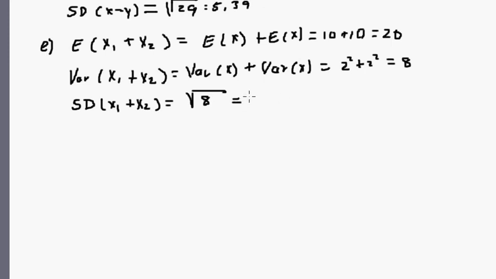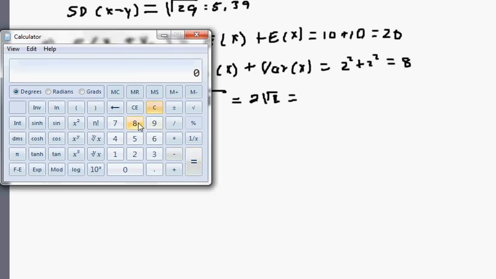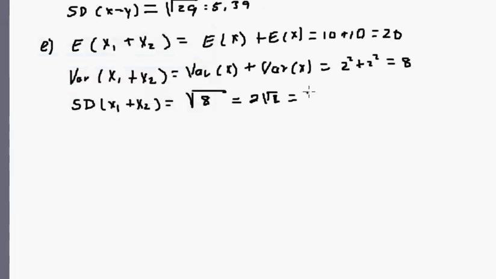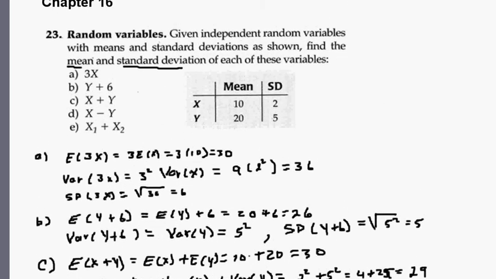And if I recall from algebra, that's 2 times the square root of 2. But if we want a decimal number, we still have to use the calculator. So it doesn't really matter. The square root of 8 is 2.83. Okay, so sorry that my electronic pen seems to be acting up a little bit, but that's how you do these problems. So good luck.